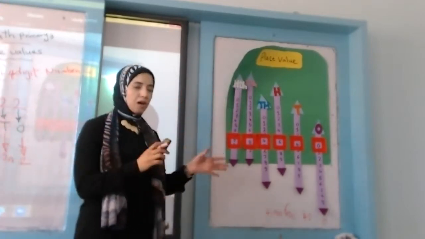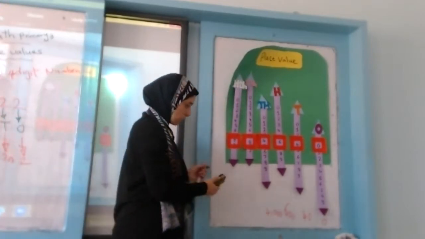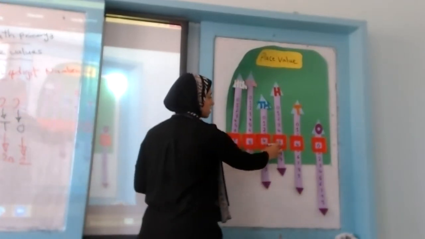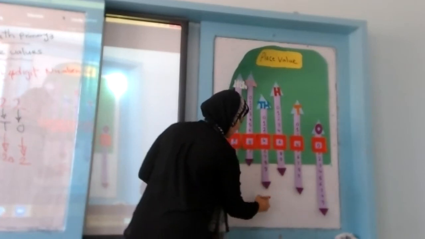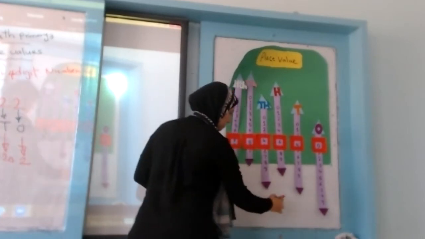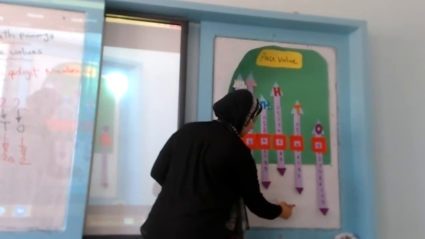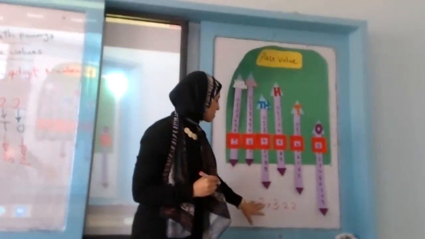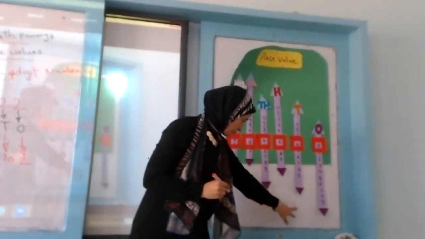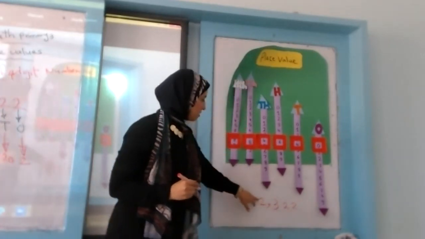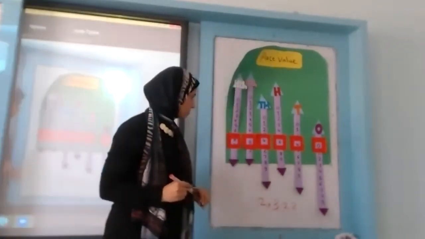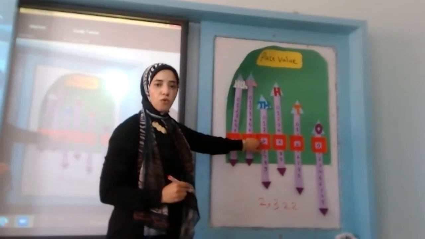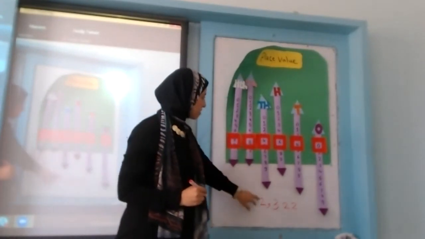I compare between four digit numbers. It is like comparing between two digit numbers. I have 4,640 and 2,000. We make a comparison of two four digit numbers. First, I have 2,000 and I have 4,000. So the biggest number is 4,640.